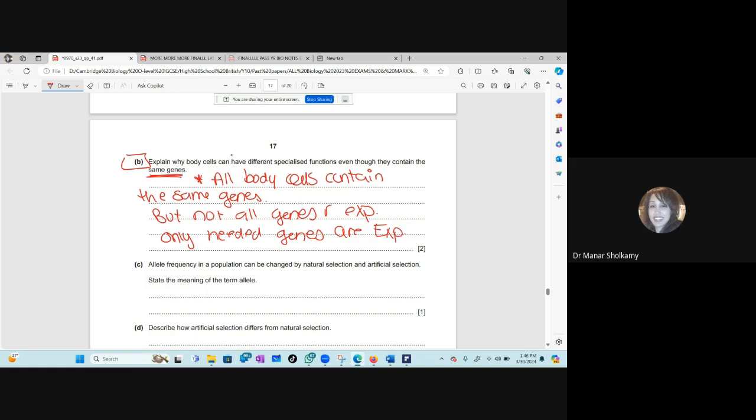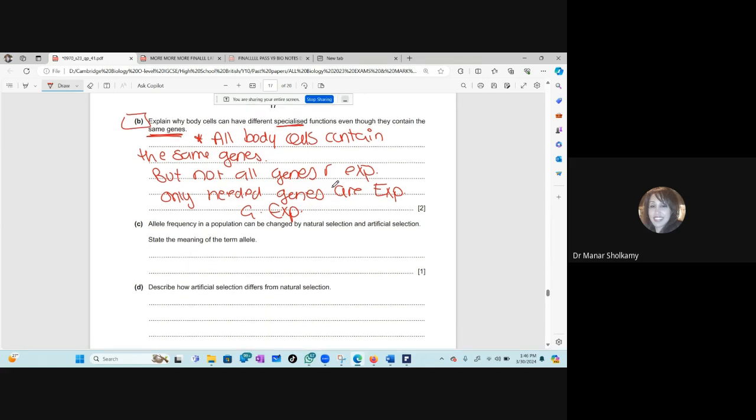And if they ask you for the advantage, this is called gene expression. What are the advantages of gene expression? Why are some genes expressed and not others? Allows specialization. Yes, it will allow specialization and it will save... It will save energy. It will save resources. I don't need all those genes. Only specific genes are expressed or activated.